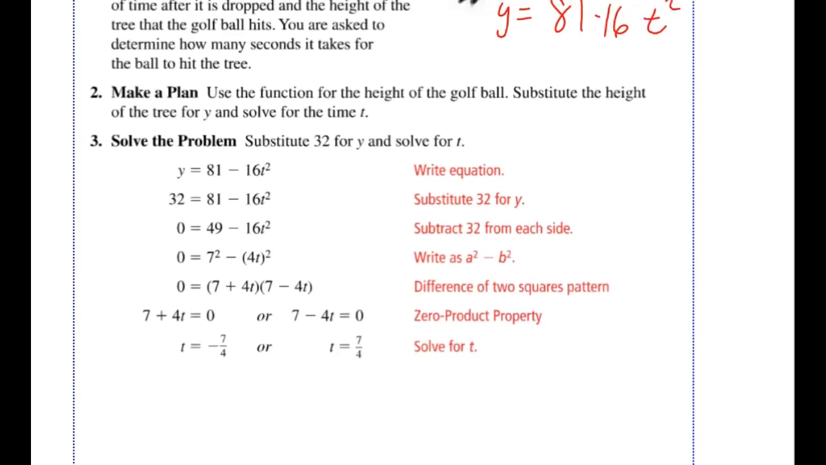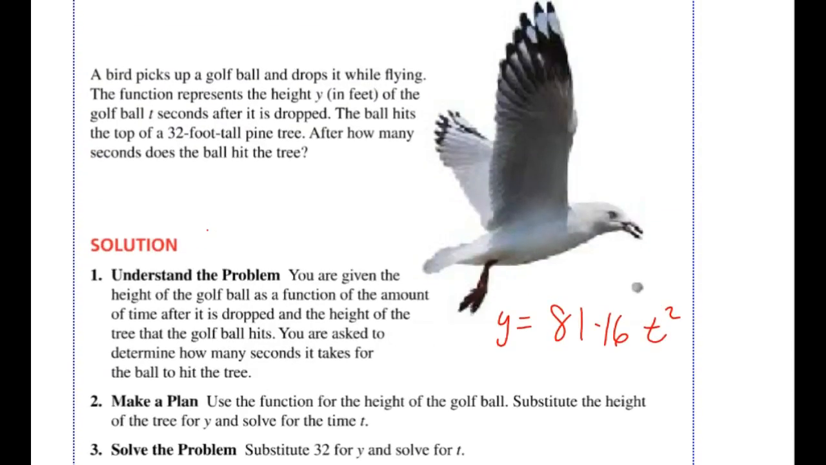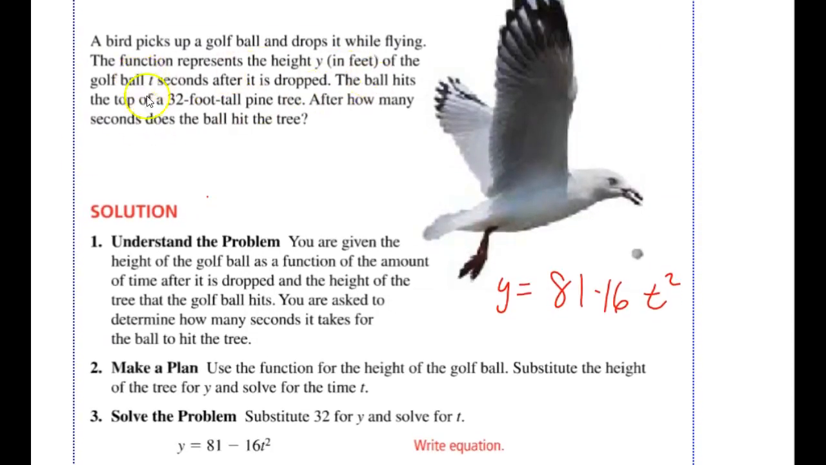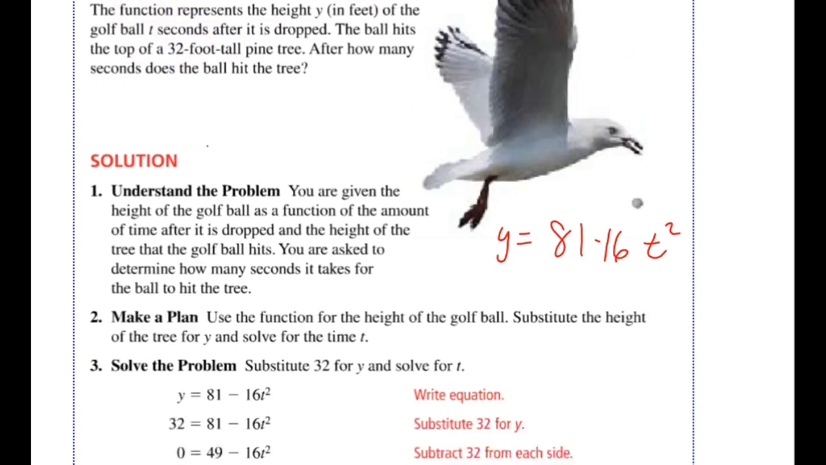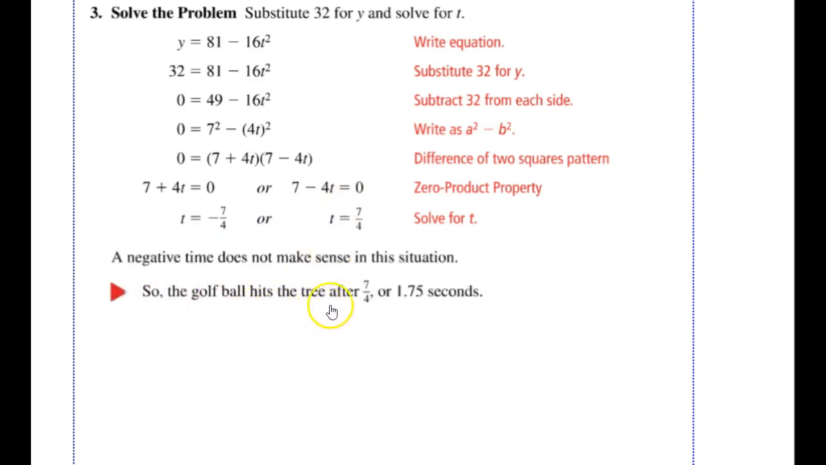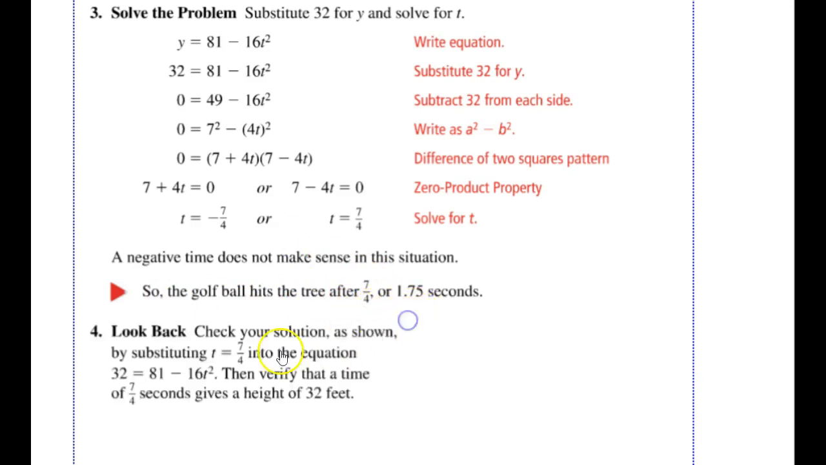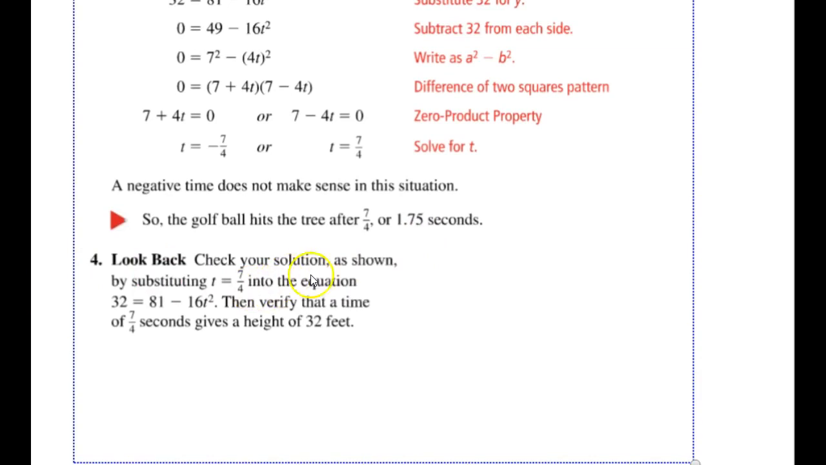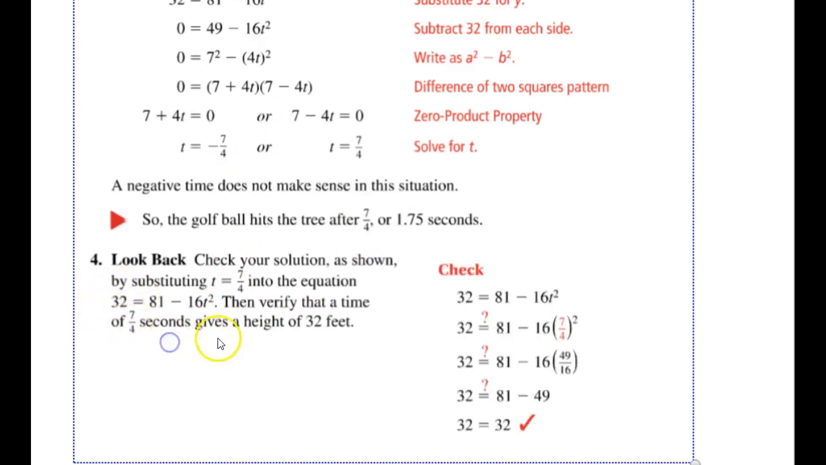Now I want to think back, what does t stand for? T stands for time, right? T seconds. So looking at these two answers, this first one doesn't make sense because I cannot have a negative time. I only want a positive time, so I know this is going to be my answer, right? So the golf ball hits the tree after 7/4 or 1.75 seconds. Now I can look back and check my solution. If I put this fraction back into my original equation, I can verify that it does in fact equal 32.